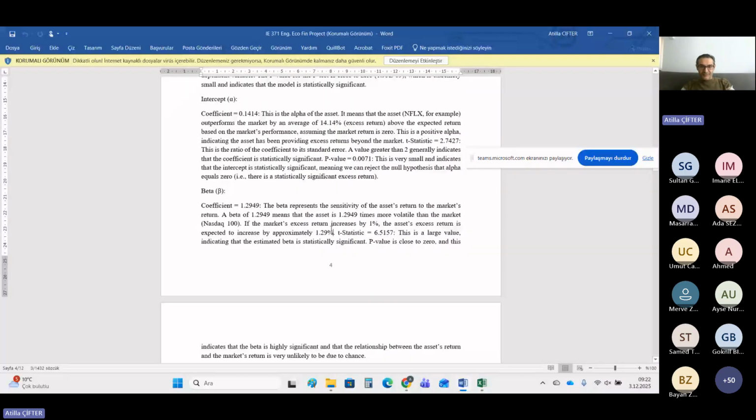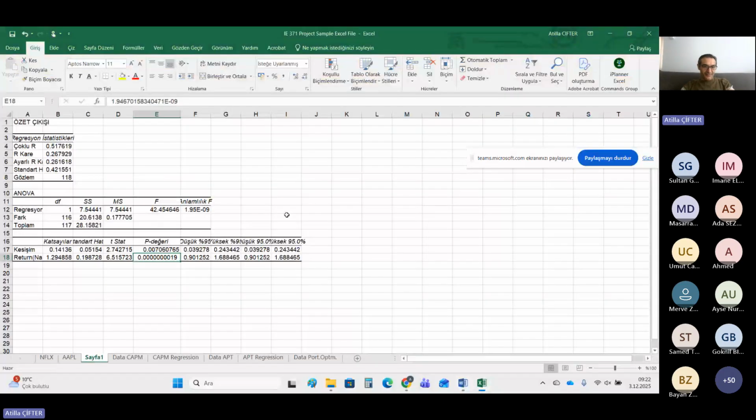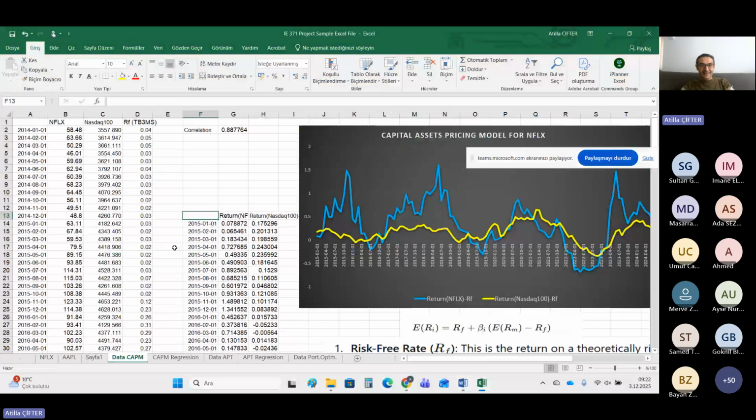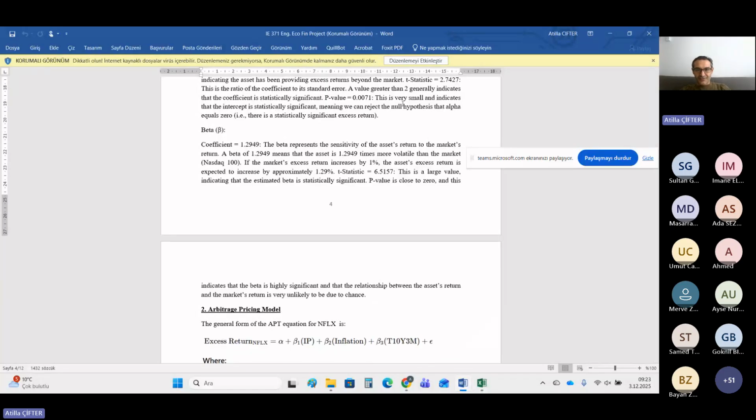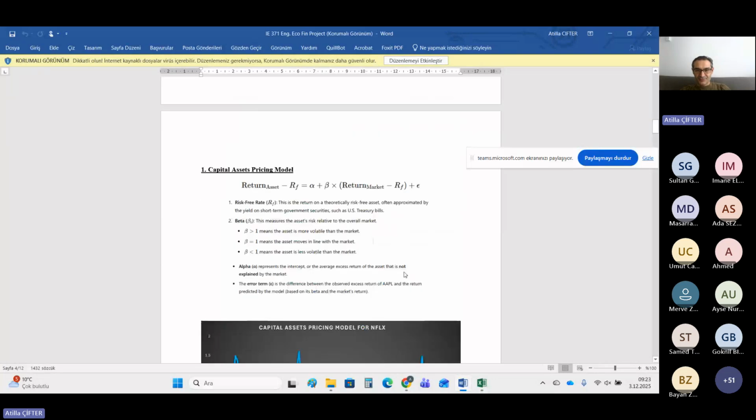And then what is the meaning of this 1.29? Look at our data. We take the return of adjusted returns. Since we take return, we directly evaluate the coefficient as percentage. So what does it mean? If the market's excess return increases by 1%, excess return is expected to increase by approximately 1.29%. Okay, so this is the capital assets pricing model estimation, how we just do this.